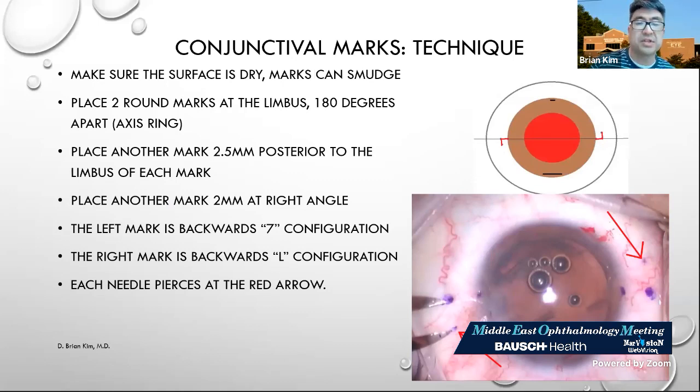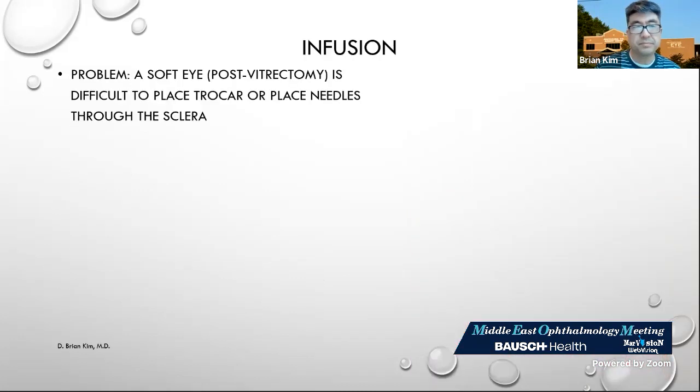So we're going to start at the limbus, and then I use an axis ring, or you can even use a cannula, to find 180 degrees apart, and then mark 2.5 millimeters posterior to the limbus, and then 2 millimeters adjacent. So the left side is going to be a backward 7 configuration, and the right mark is going to be a backward L configuration.